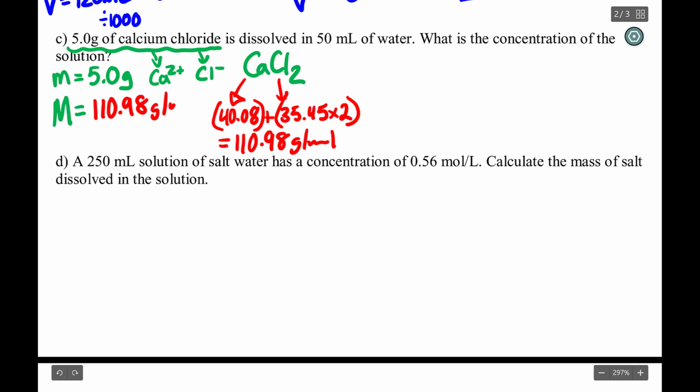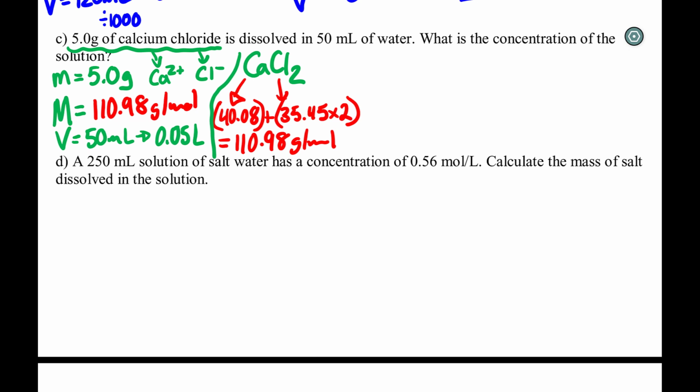So I'm going to put that over here, 110.98 grams per mole. I also have a volume, but it's not in liters. So my volume is 50 milliliters. I have to convert that by dividing by 1,000. So 50 divided by 1,000, and we have 0.05 liters.